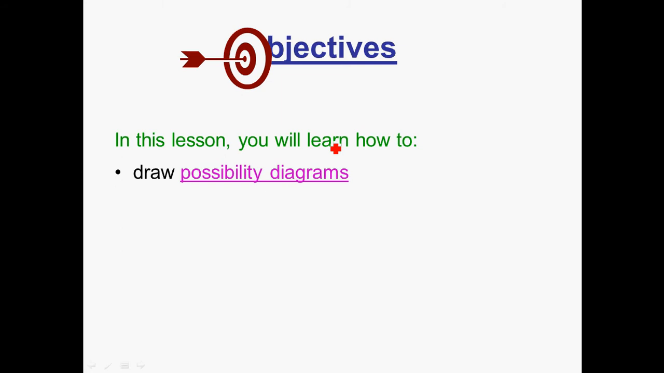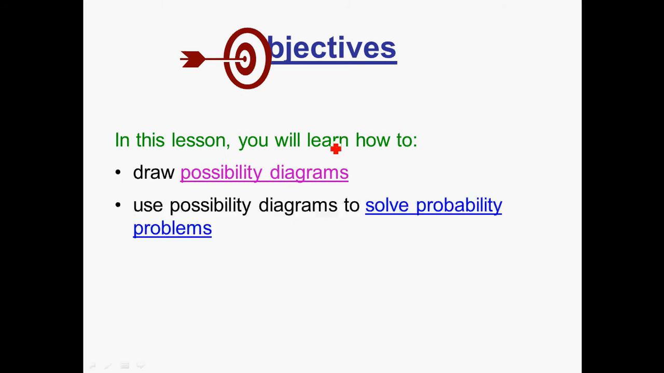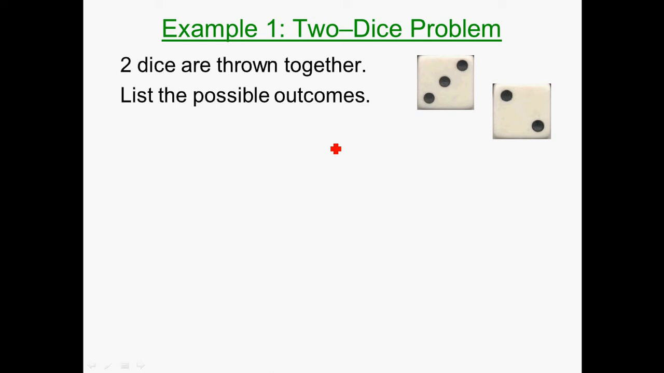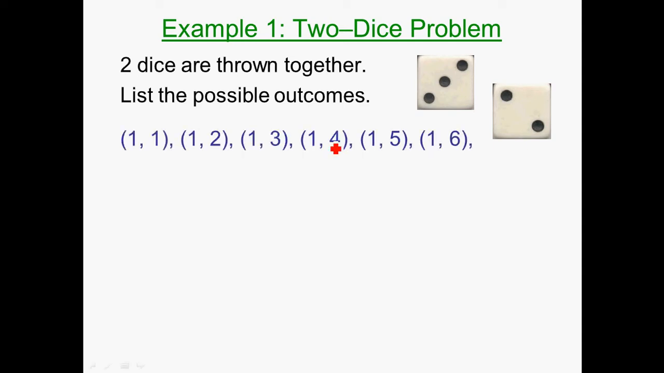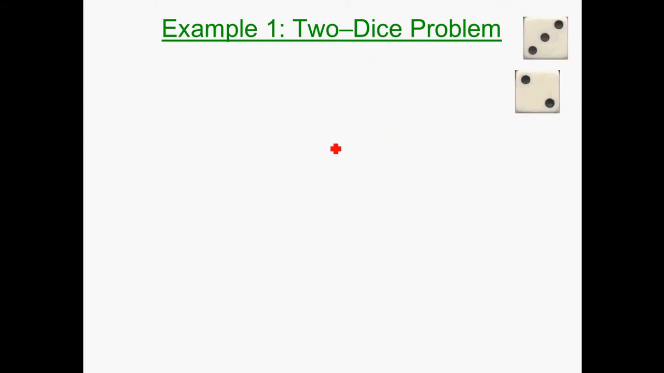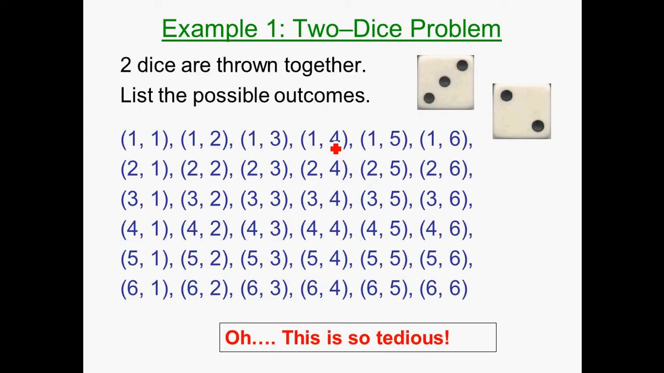In this part of the lesson, you will learn to draw possibility diagrams and use them to solve probability problems. Example, 2 dice problem. If you throw 2 dice, like the last section, we can list out the possible outcomes. That will give you 36 possible outcomes, 6 from each die.